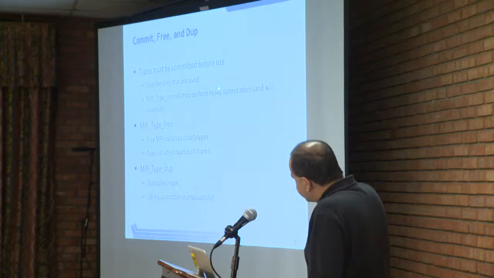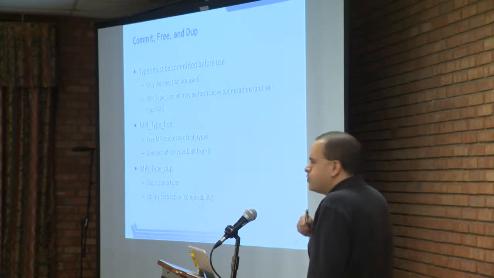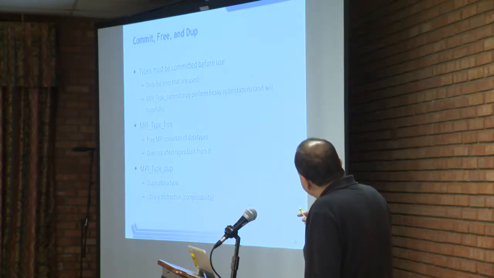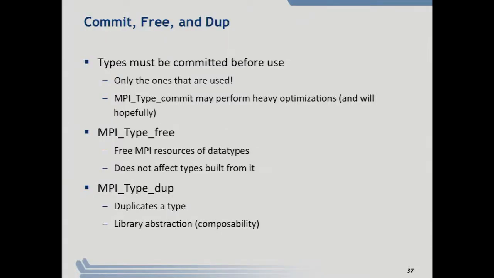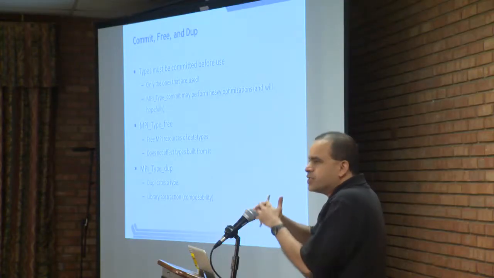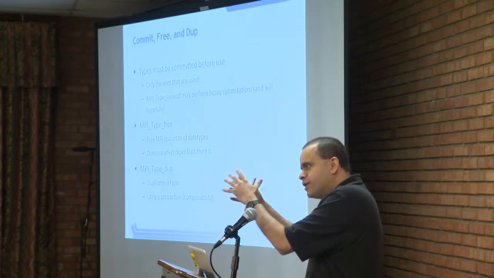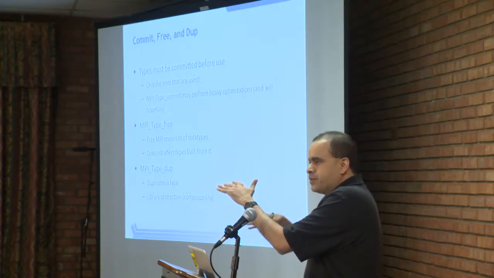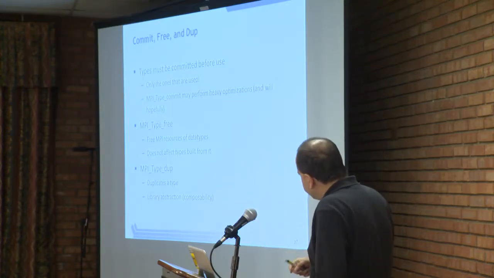As I said, the types must be committed before use, and only the ones that are used. The intermediate ones, you don't need to commit. MPI_Type_commit may perform some optimizations, and it might take some time. Some time means milliseconds or a second. It's not very time intensive, but it's something that is done once, and then you don't incur that cost again, because you're just doing communication after that.